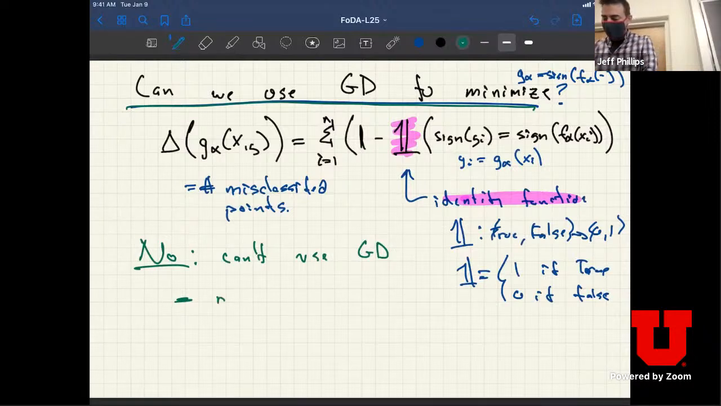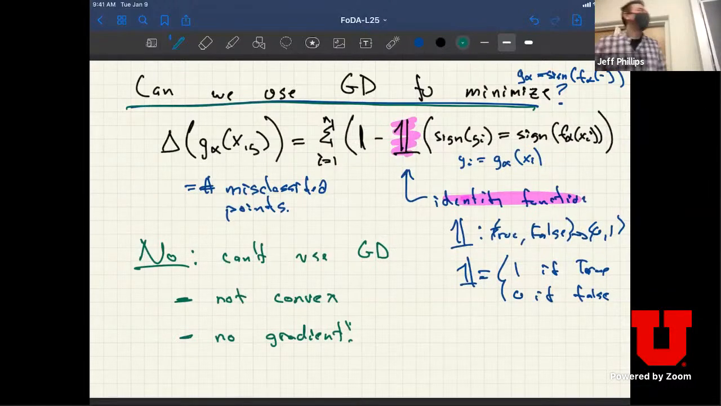One, it's not convex. As we'll see in a couple weeks, convexity is not the be-all, end-all of when you can use gradient descent. But even worse, there's no gradient. I can't define a gradient for this. It is basically a piecewise constant function.